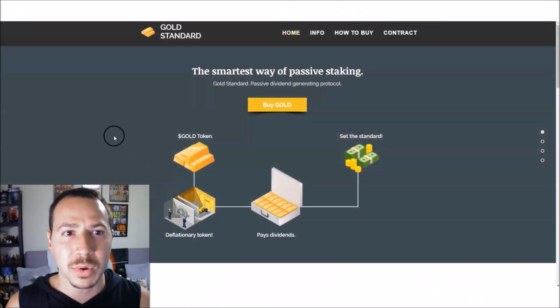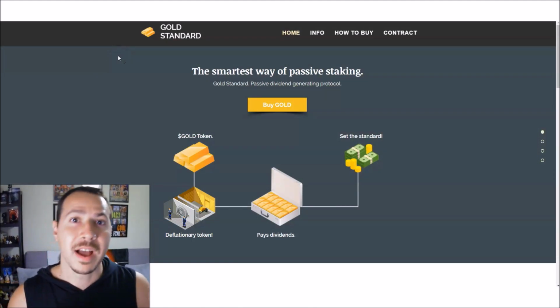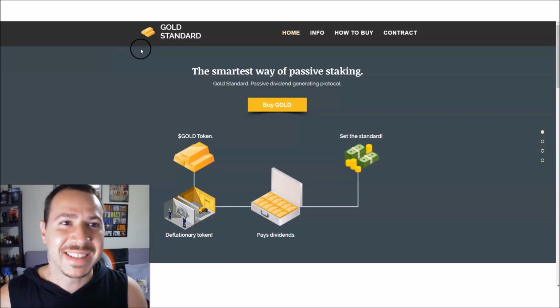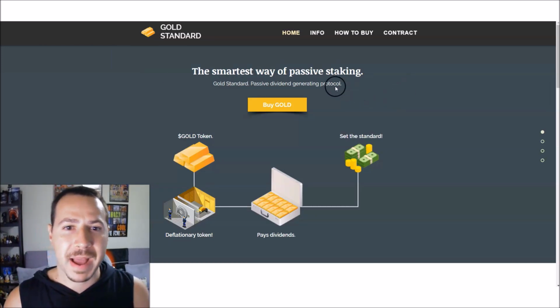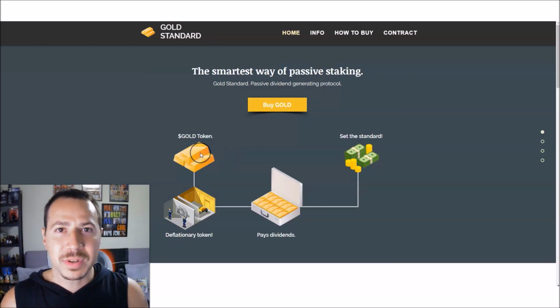But for now, we're talking about gold because there's a gold standard crypto. What? Gold standard crypto? I'm going to share my screen here. We're going to talk about a relatively new crypto, at the time of this recording about a week old, and it's literally gold standard crypto. It's a gold standard token on the Binance chain. The smartest way to passive staking, gold standard, passive dividends protocol, gold token.